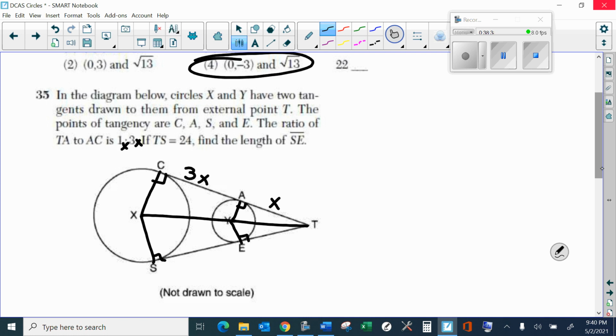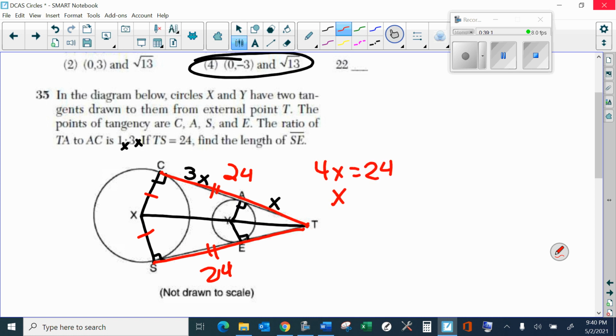If TS, okay, now, here's another thing you need to remember. Remember, if I go to a tangent from outside the circle to 2 different tangents, these lengths are exactly the same. Don't forget, these are the same, and these 2 are the same. So that's a kite we have there. Okay, so if TS is 24, then this over here is 24. So I have 4x equals 24. So x equals 6. So that's 6 and that's 18. Same thing here, 6 and 18. Find the length of SE. SE would be 18 then.